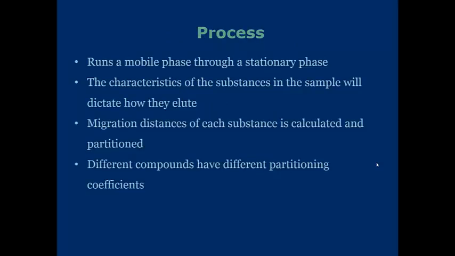The process is simple. You run a mobile phase through a stationary phase. The characteristics of the substances in the sample will dictate how they elute through the stationary phase, and the migration distance of each substance is calculated and partitioned. As you can probably guess, different compounds have different partitioning coefficients.